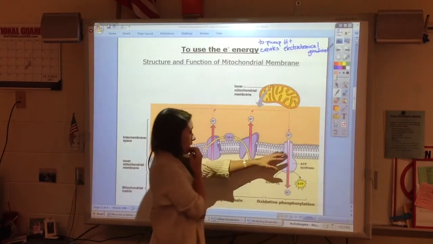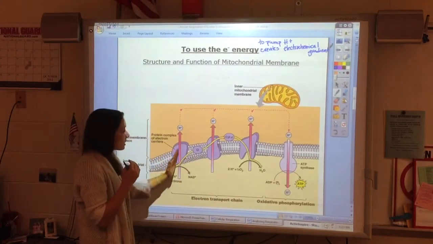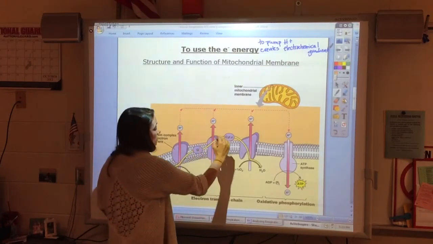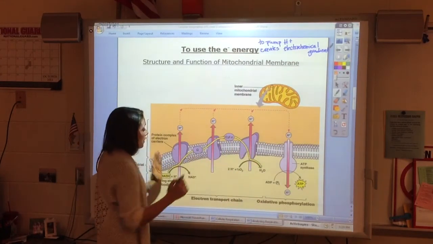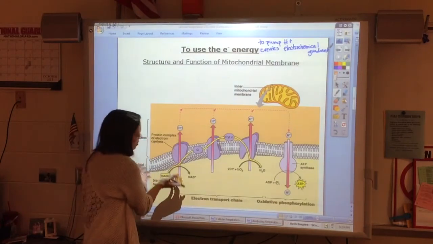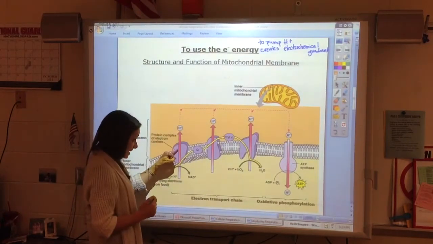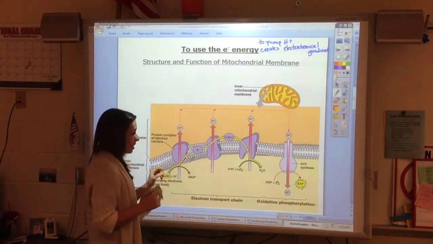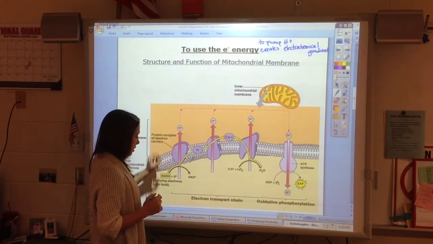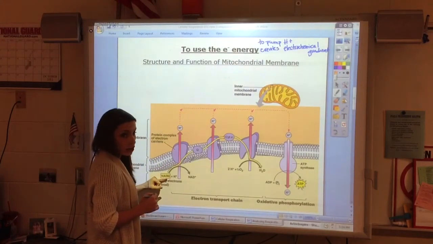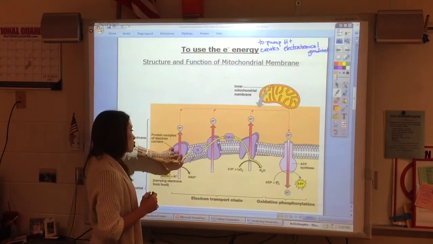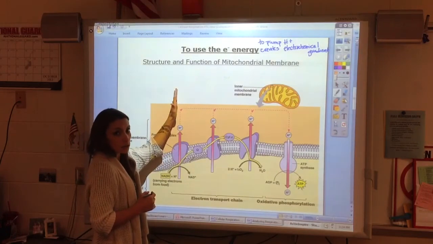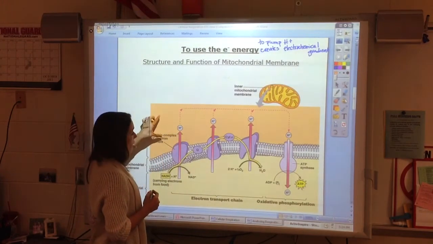So if we look at this diagram, we can't see that we're using the electron's energy, but we know that the electrons, as they're being passed, that energy is changing the shape of this protein to move a proton. Little word game there. The energy of the electron coming off of the carrier NADH changes the shape of the protein, pumping hydrogen ions out. So we are creating a gradient.